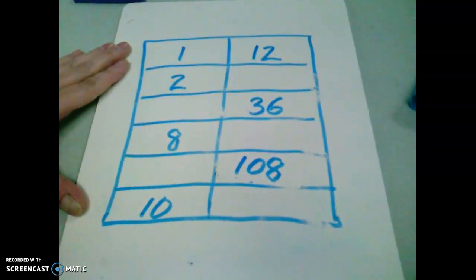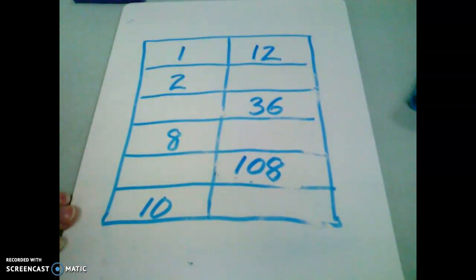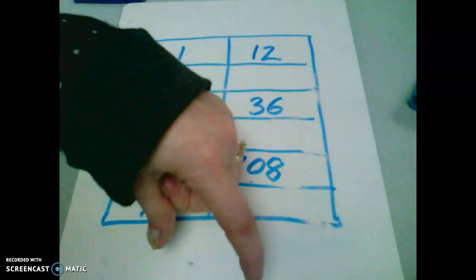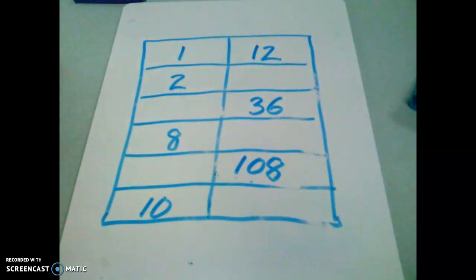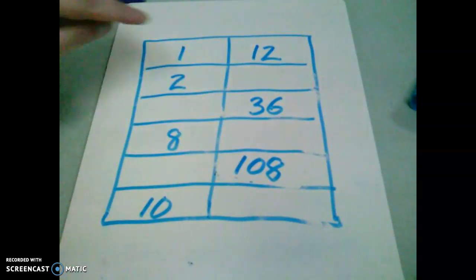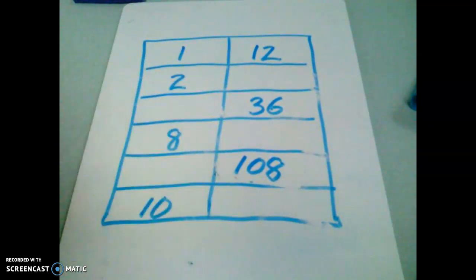And I have a ratio table here right in front of me. A ratio table gives you two columns of numbers. One is smaller than the other one. And you have to figure out the rule to get the missing numbers.